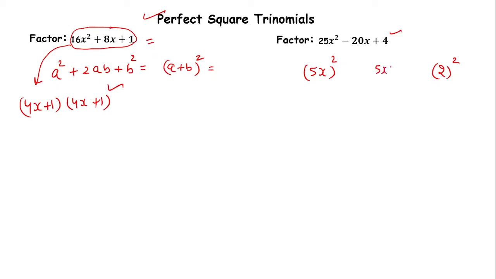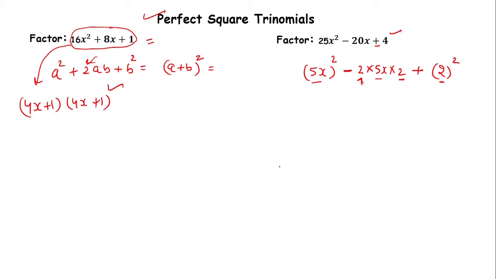Now multiply 5x and 2, and then multiply again by 2. This 2 is from the formula. The middle term is negative, so the sign stays negative.